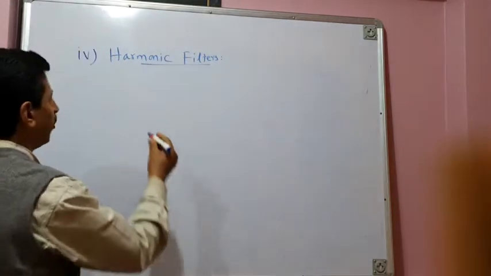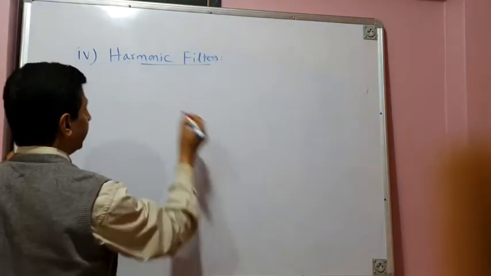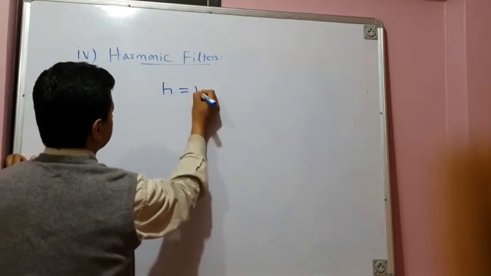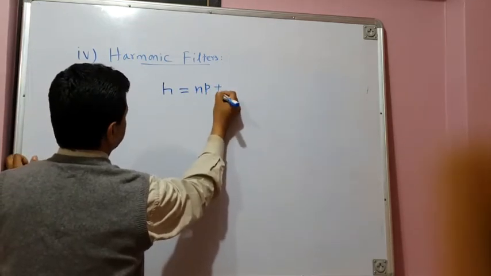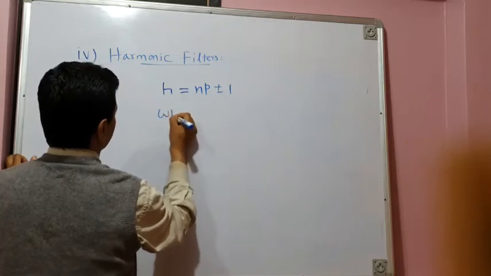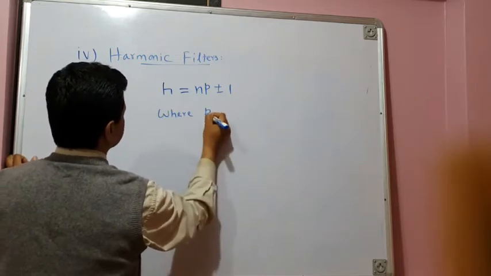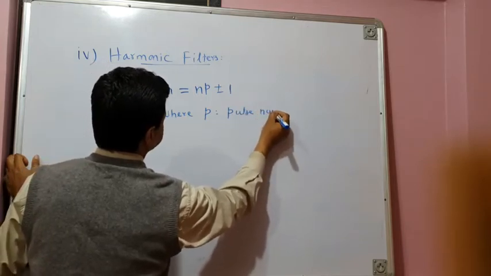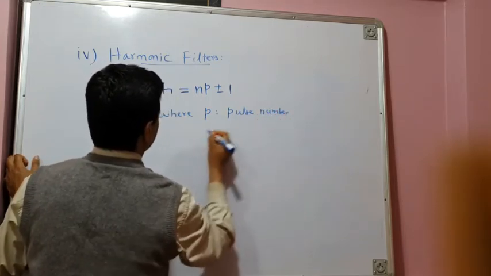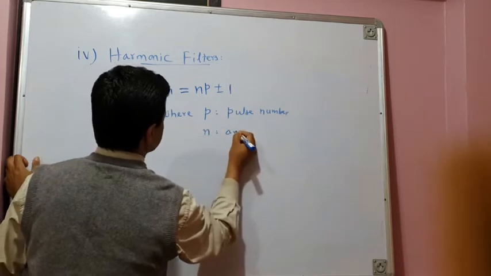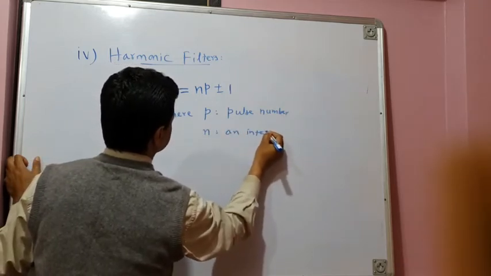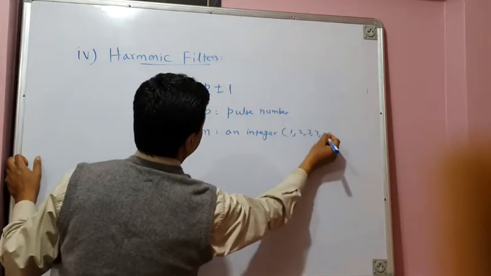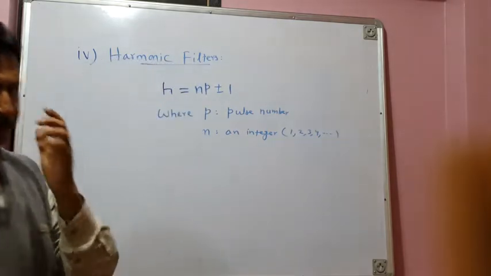Now, as far as the harmonic order in the line current is concerned, this harmonic order is given by this equation: h is equal to NP plus or minus 1, where P is the pulse number and N is an integer. Like N can be 1, 2, 3, 4, and so on. It's simply an integer.